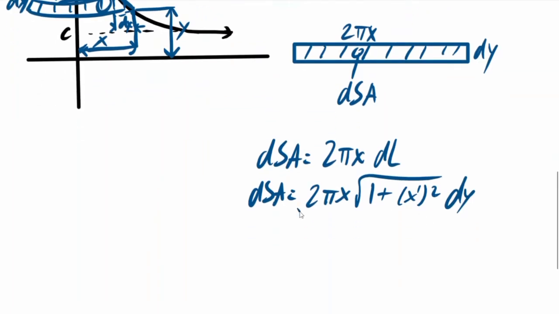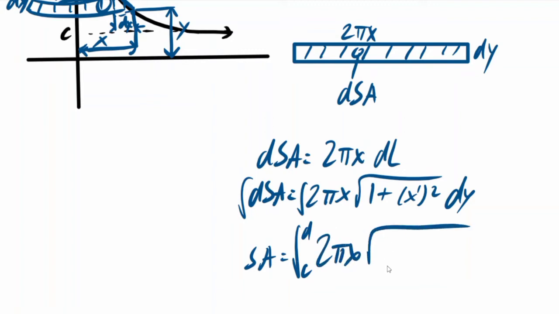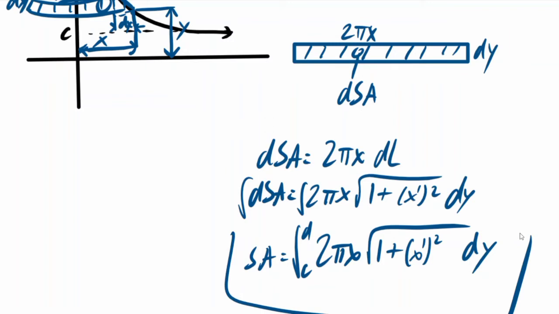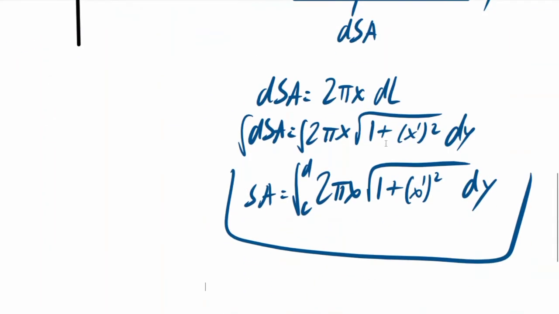And if we find the integral of both sides, we have surface area is equal to the integral with limits from c to d of 2 pi x times the square root of 1 plus x prime squared dy. That is our formula if we are going to be using the dy strip.